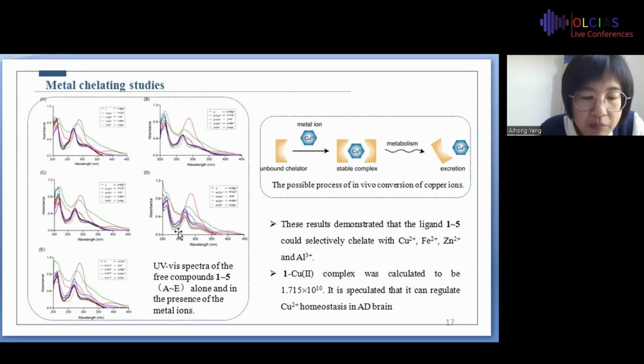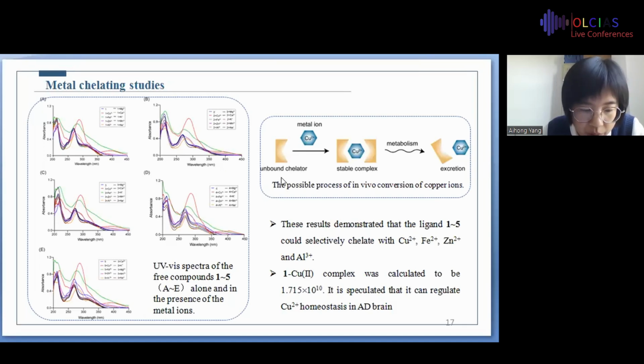Next are the results from the metal chelating studies. The selectivity of metal chelating is extremely important in the choice of the suitable chelating agent. The chelating ability of the chrysin derivatives with copper, iron, zinc, aluminum, magnesium ions, etc. were evaluated by the UV visible spectroscopy assay. The red line is the spectrum with addition of the copper ions to the ligand, and the green means iron ions, purple zinc ions, orange aluminum ions. When these ions were added, the spectra changed significantly, and the peaks red-shifted. The results show that the ligands could selectively chelate with copper, iron, zinc, and aluminum ions.